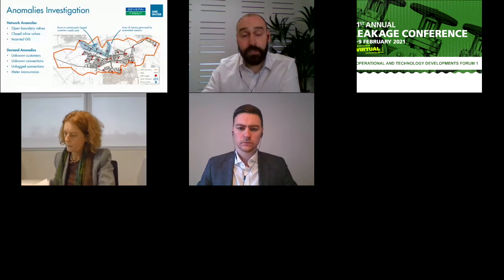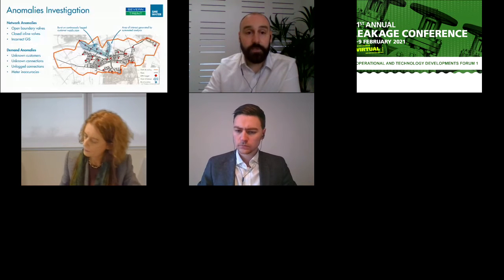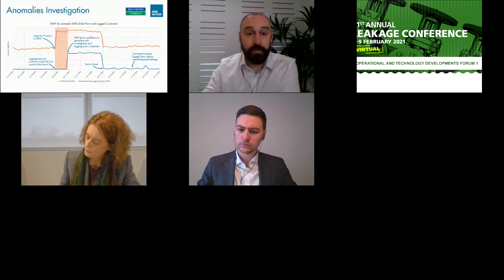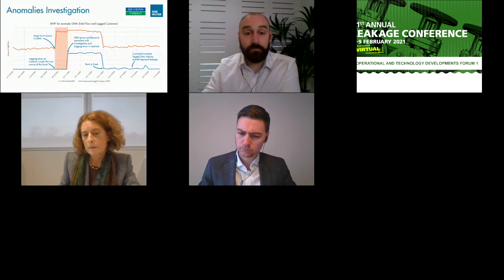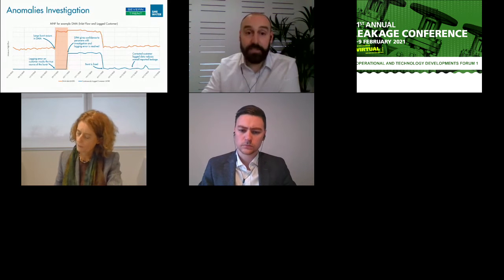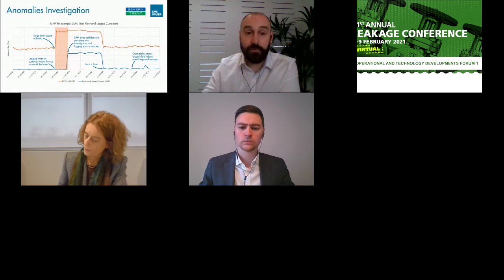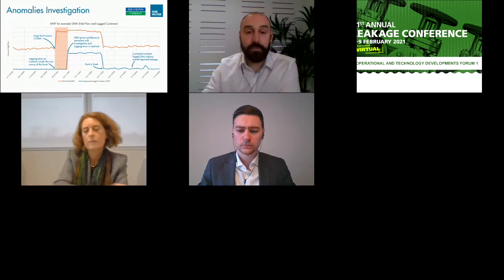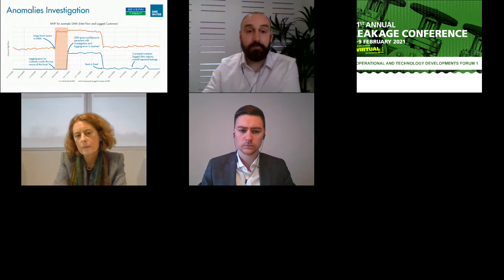So in terms of what this actually looked like on that graph there, you've got the orange, which is the DMA inlet minimum night flow. So you can see there we have a big burst that occurs on the 29th, quite substantial. The customer log data isn't recording correctly, so actually that masks that. So the leakage teams had looked and gone, well, it's not on that customer. That's one of the first things they do. And then proceeded to start looking on the network.